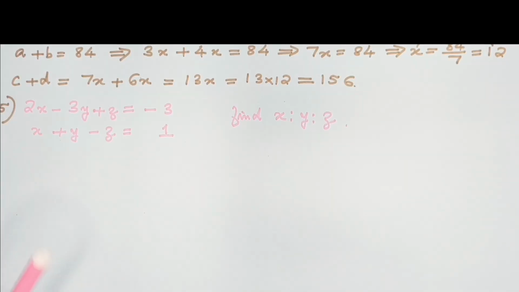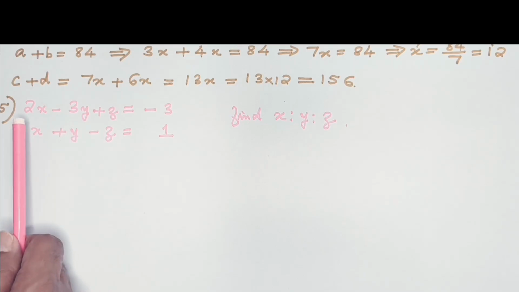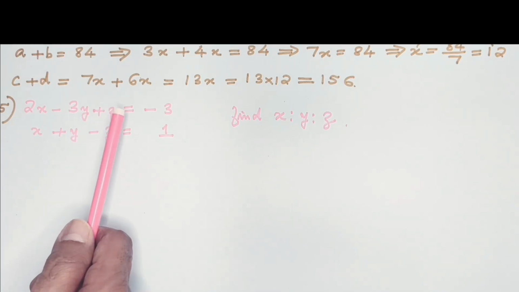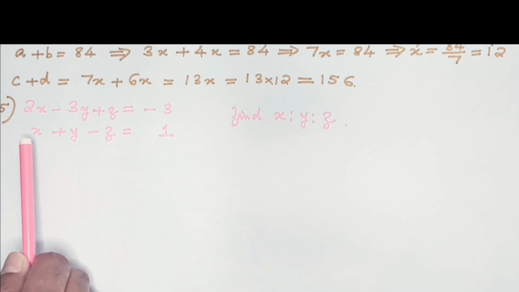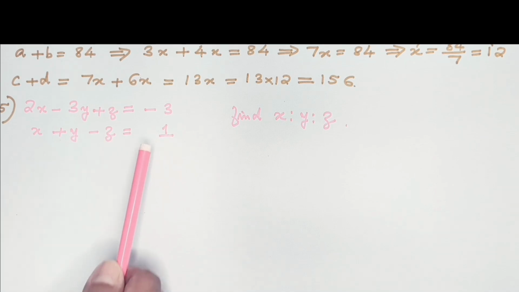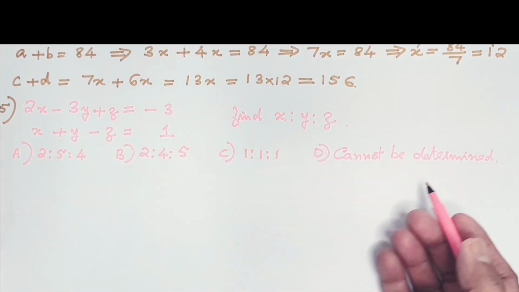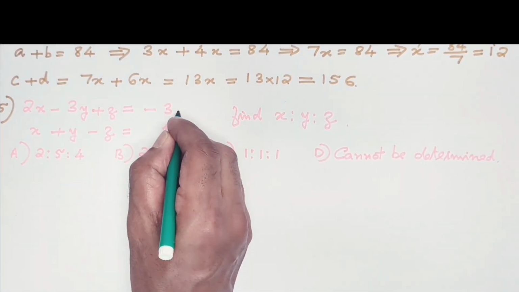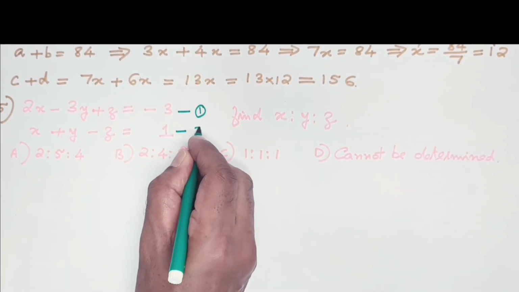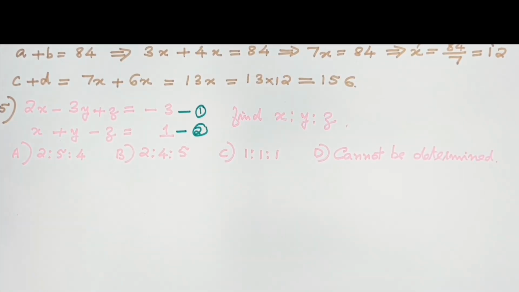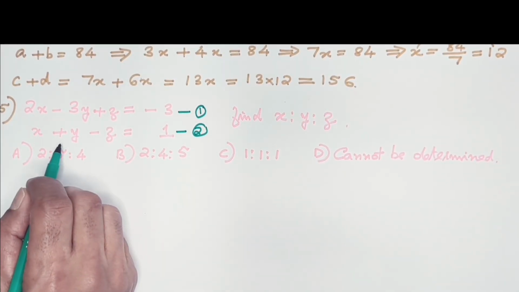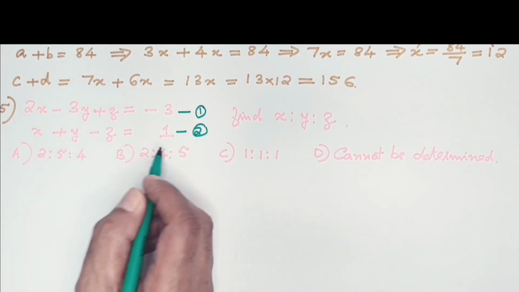Here you are given two simple equations. 2x minus 3y plus z equals minus 3. x plus y minus z equals 1. Using these two, we are finding the ratio of x, y, z. These are the four options given to you. Let me call the given equation 1 and the second one 2. What I'm going to do is to eliminate one of the variables. I'll be eliminating the variable y as follows.